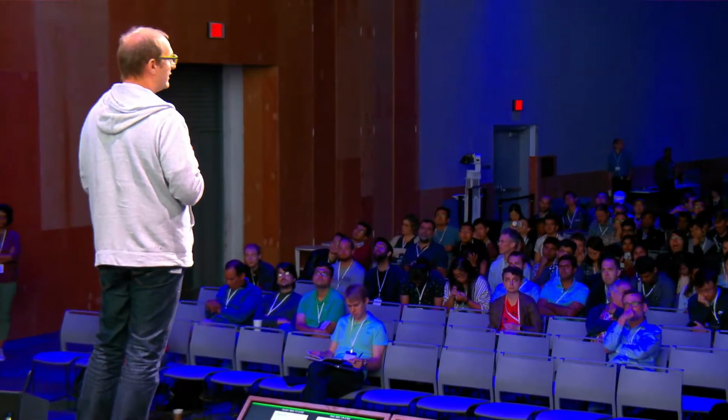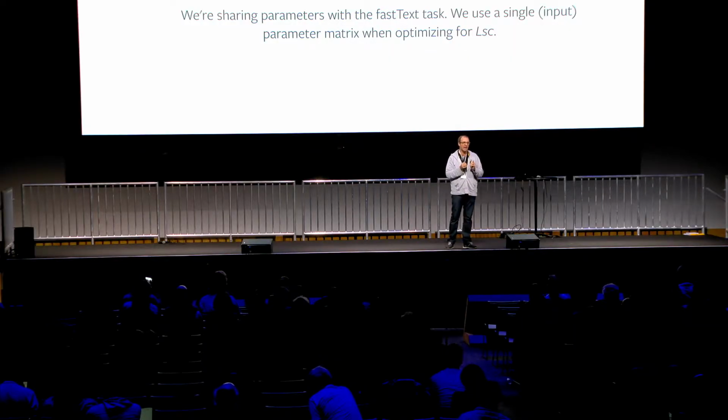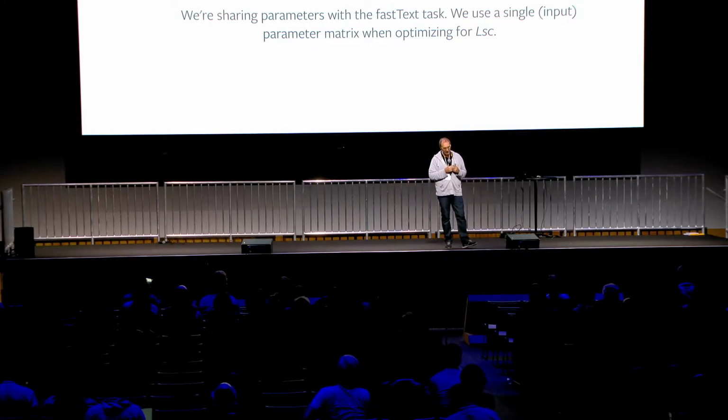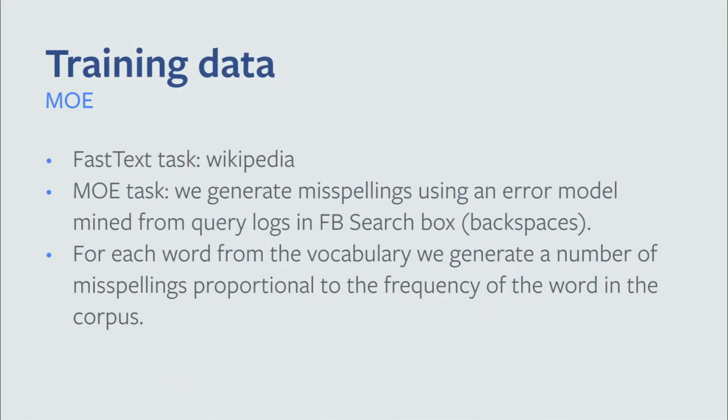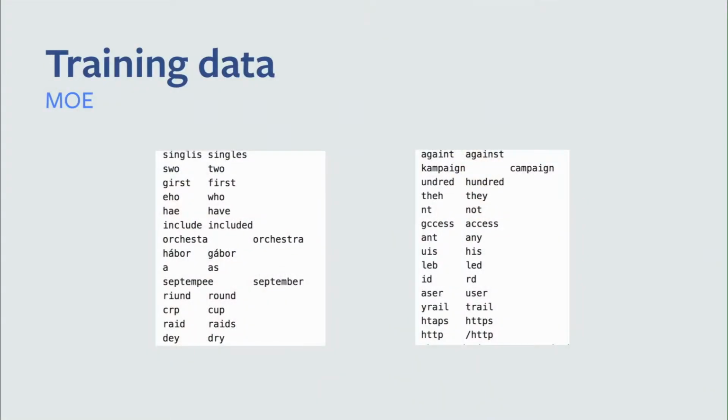The MOE scoring function is basically the same as the fastText one. We also split the words in n-grams to make sure we can relate subword information. As training data, we used pretty much the same training data that we were using in fastText, and we added to this misspellings that were obtained by mining the way misspellings were corrected by real users on our search engine. You can see some examples of the training data here, and as you can imagine, they are misspellings.